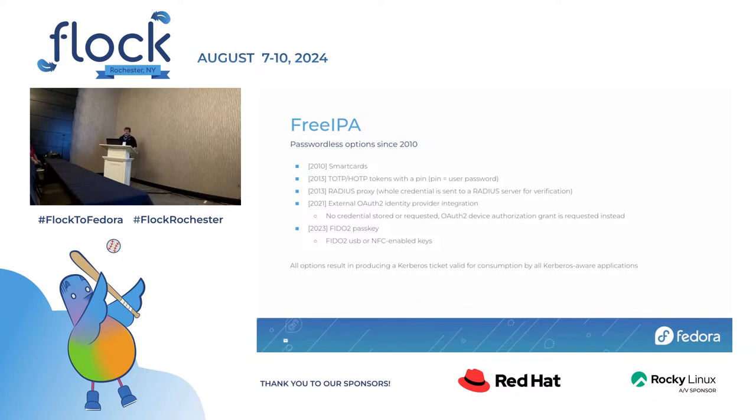And 3 years ago, we added what's called external identity provider integration, which is literally asking you to use a browser to connect to a specific URL, a unique one per connection, and authorize access to your OAuth kind of identity. And then with all of this, we issue a Kerberos ticket and reuse it.